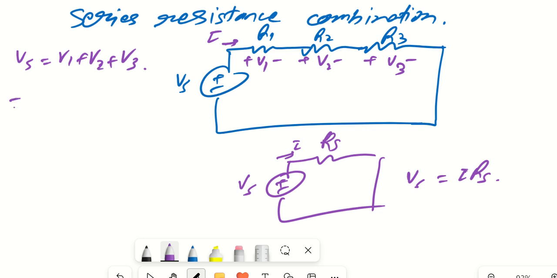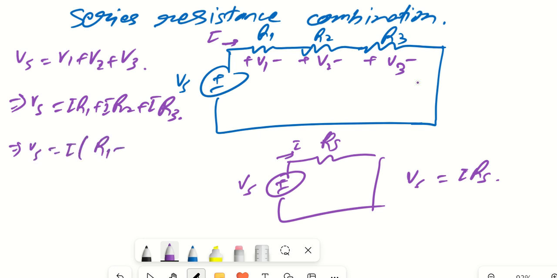Understood? Similar to that, my Vs is going to be equal to I into R1 plus I into R2 plus I into R3. Understood? And from here I can take I common, so it will become Vs is equal to I times (R1 plus R2 plus R3).